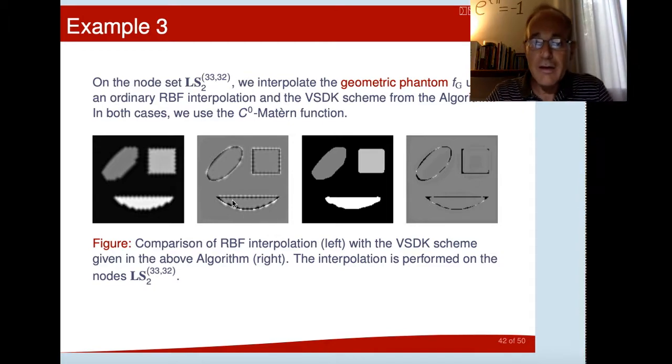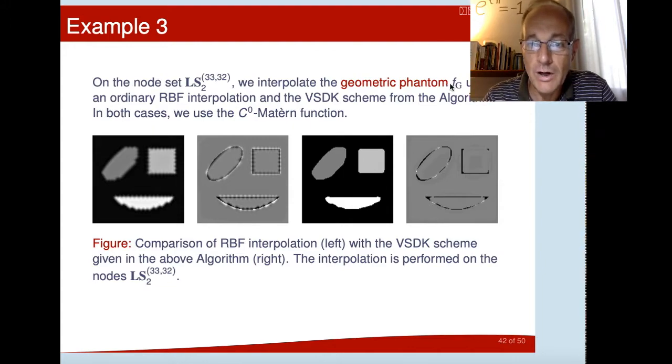So the third example is the following one. We consider now the geometric phantom, because we showed before there are two phantoms. So this is the geometric one that we interpolate on this Lissajous set now, and then we use again the ordinary RBF interpolation and the VSDK interpolation, but using the C0 Matern function. So on the left you see the RBF interpolation, compared with the VSDK scheme on the right. This is the RBF and this is the VSDK. And this also shows the boundaries obtained using the RBF and the ones obtained using the approach described in this part.